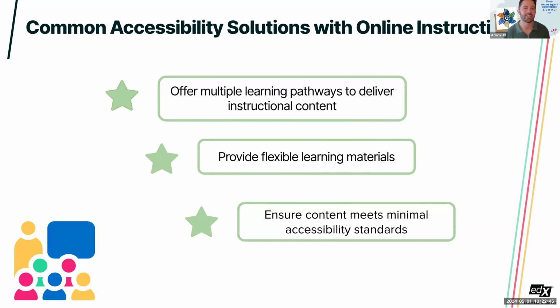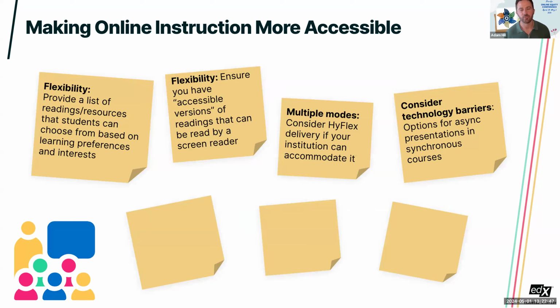Some examples of this on the next slide are things like, this is really about flexibility, getting to the idea of multiple means from UDL. So provide a list of resources that students can choose from based on their learning preferences and interests. So maybe you have some videos, a podcast, and a reading. Choose 2 out of the 5 or 3 out of the 5. With flexibility, something like ensuring that you have accessible versions of your readings so that they can be read by a screen reader. That's not just helpful for students with visual impairments, but also for anyone that might prefer to read using text-to-speech software.